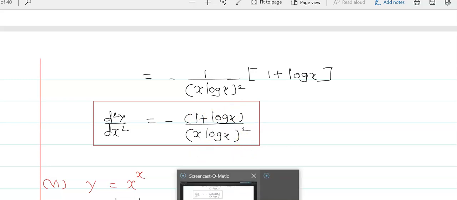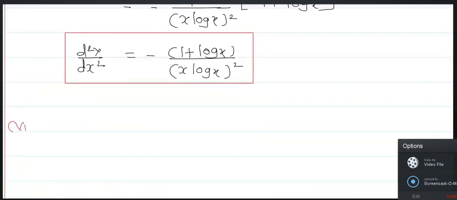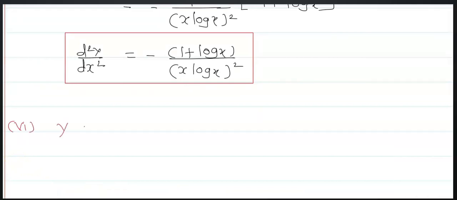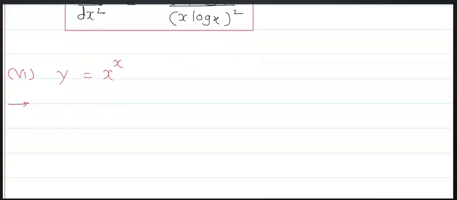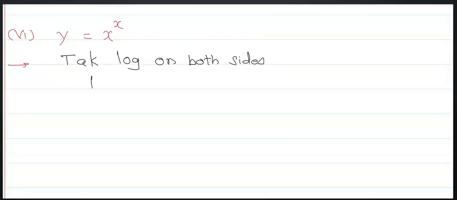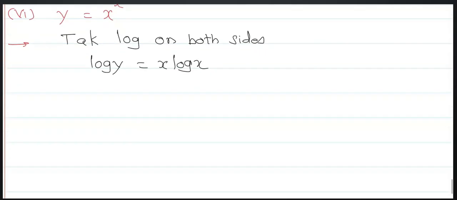Now we'll see the next example. That is a very famous example. It is also in integrations. In derivatives, that is x raised to x. Now to find the derivative of this, take log on both sides. Take log on both sides. That is, log of y is equal to x log of x.